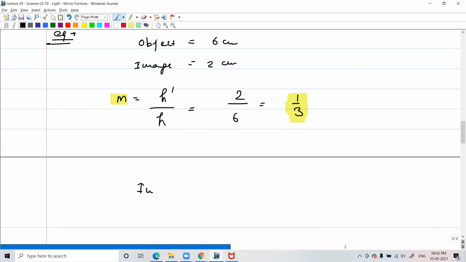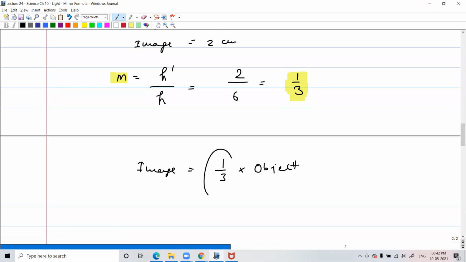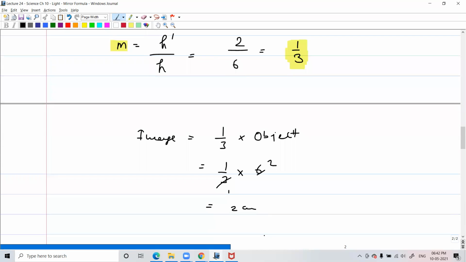Image is 1 by 3 times of the object, means it is 1/3 of the object. Because it is a fraction, that is why the image will become smaller than the object. Is it making sense? It was 6 centimeter, so that's why the image remained to be only 2 centimeter. It became 1/3 of the object size.